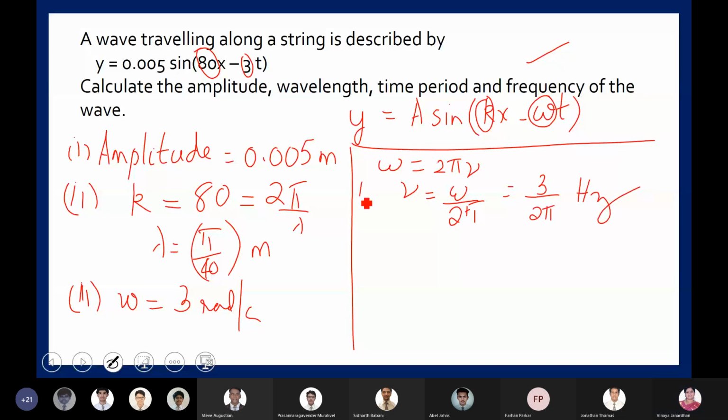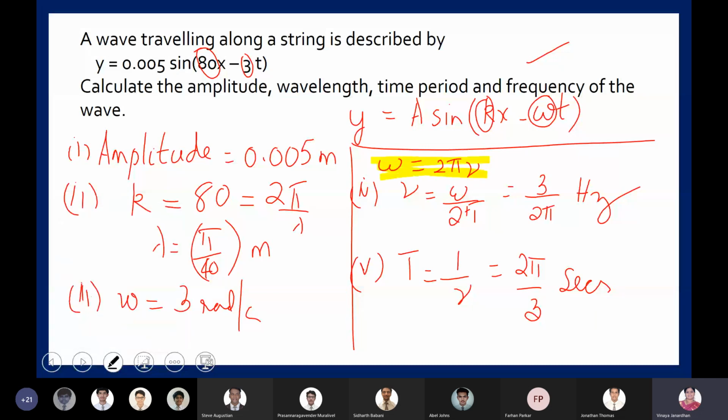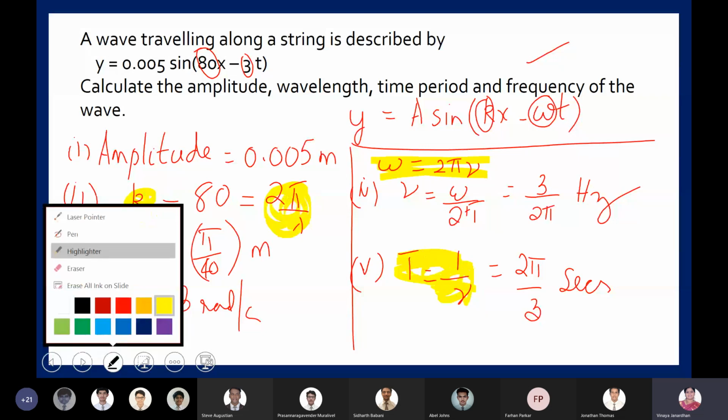Fifth one. What is time period? T is equal to 1 by nu. So that will be 2 pi by 3 seconds. So all these basic equations you should know, boys. Omega is equal to 2 pi nu. K is equal to 2 pi by lambda. T is equal to the reciprocal of your linear frequency.